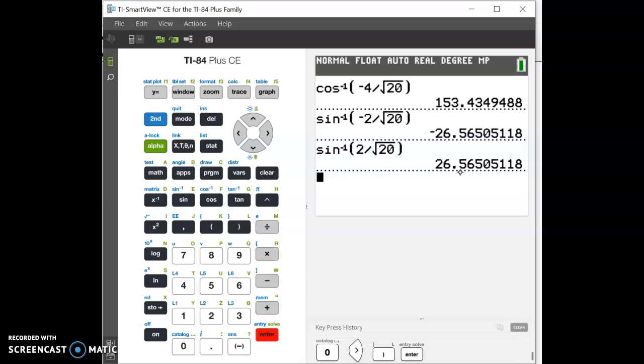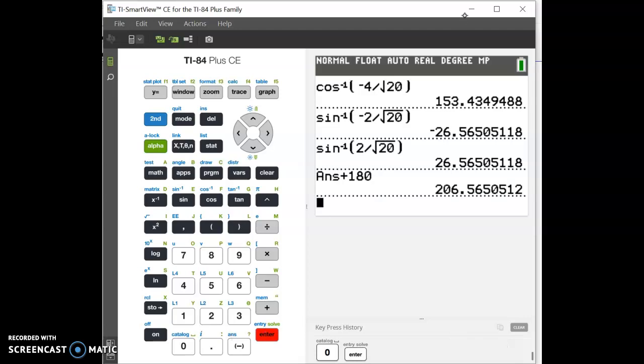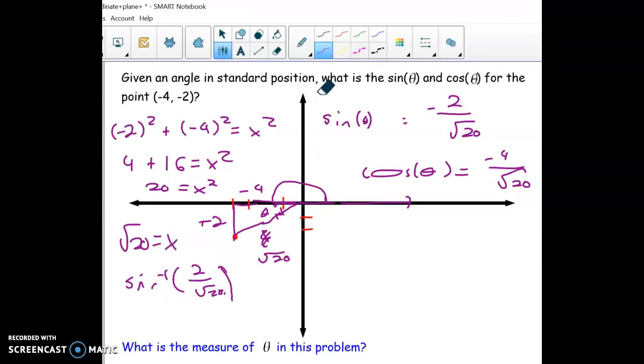Okay, so that seems right. That seems 26 and a half or whatever, and then just add 180 to it. So it's going to be 206.6. That's a surefire way to figure out the right angle, 206.6. That's going to be this big angle here that goes 180 and then a little bit further. So that one is a little bit trickier because of the negatives.